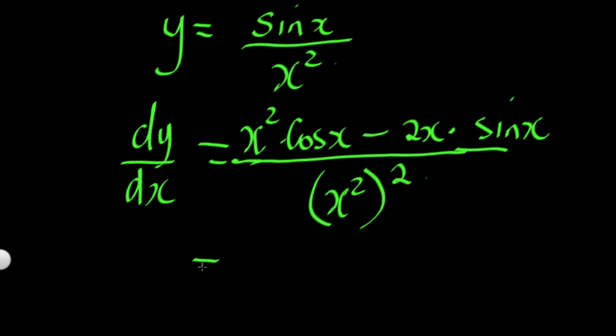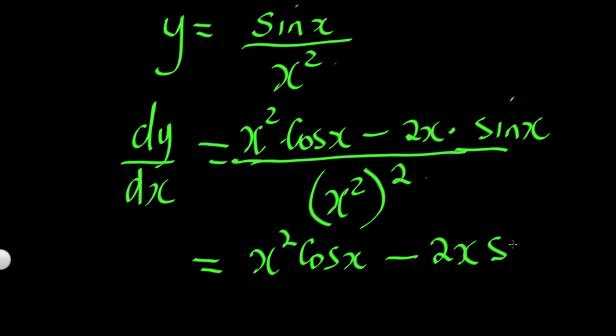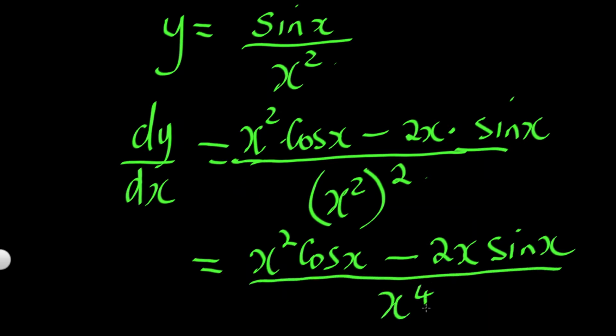Then from here, whatever you do, you're just simplifying. So we have x squared cos x minus 2x sine x all over x to the power 4. We can simplify this because if you look at our numerator, we have something common there. We can take out x and we cancel out with the x in the denominator.